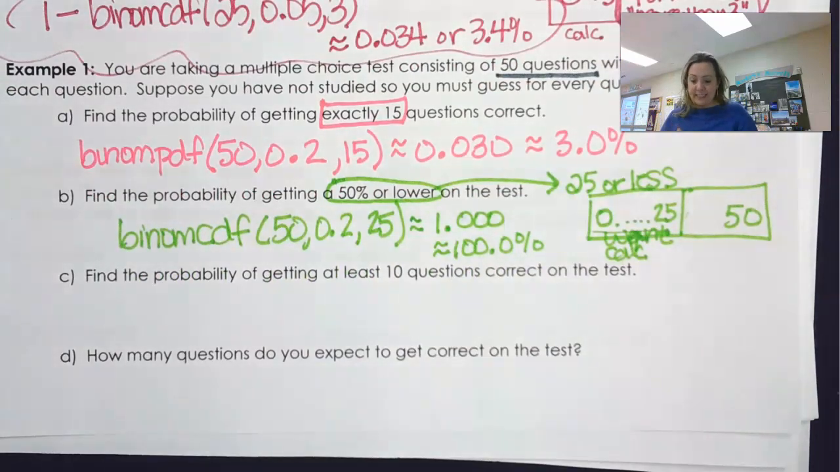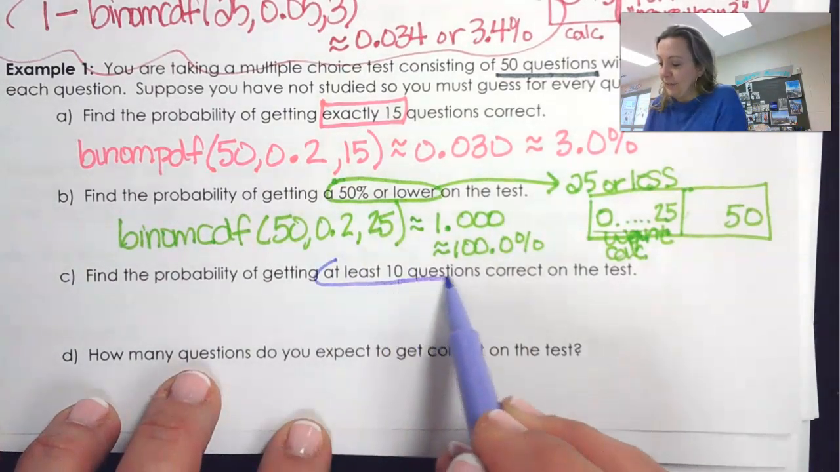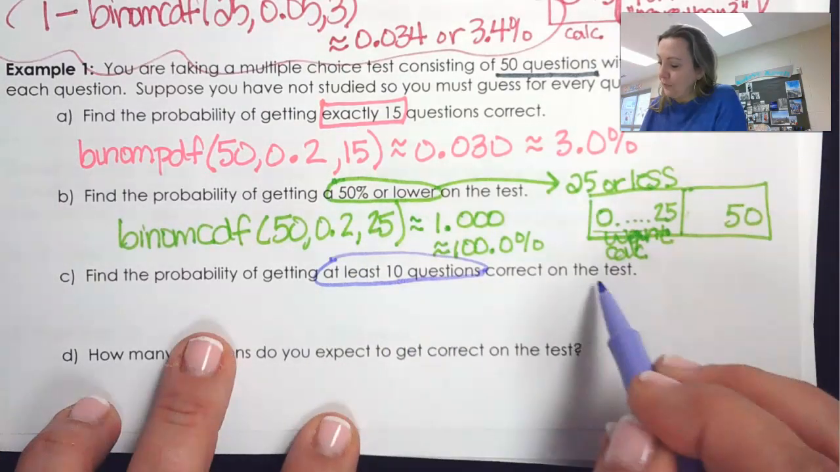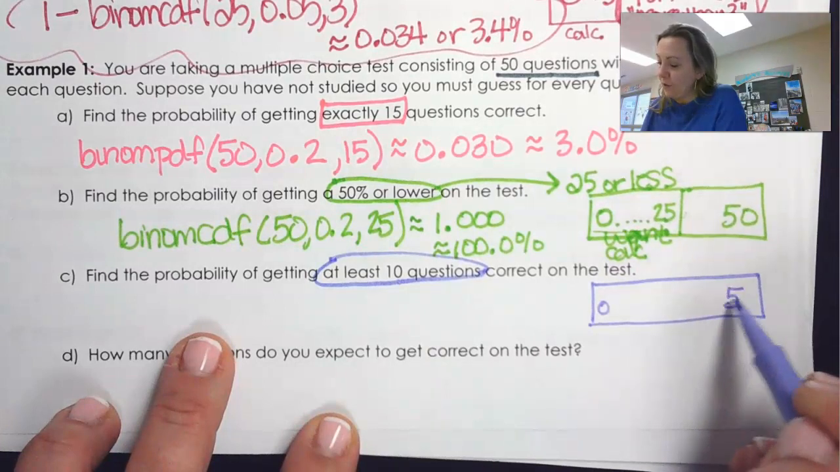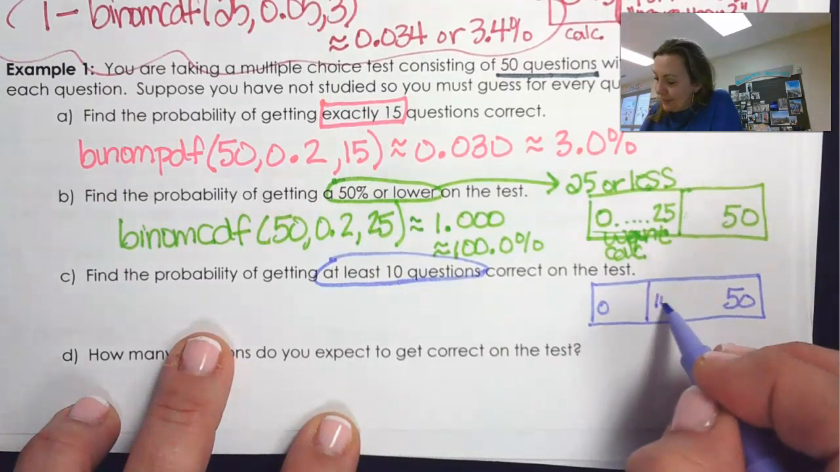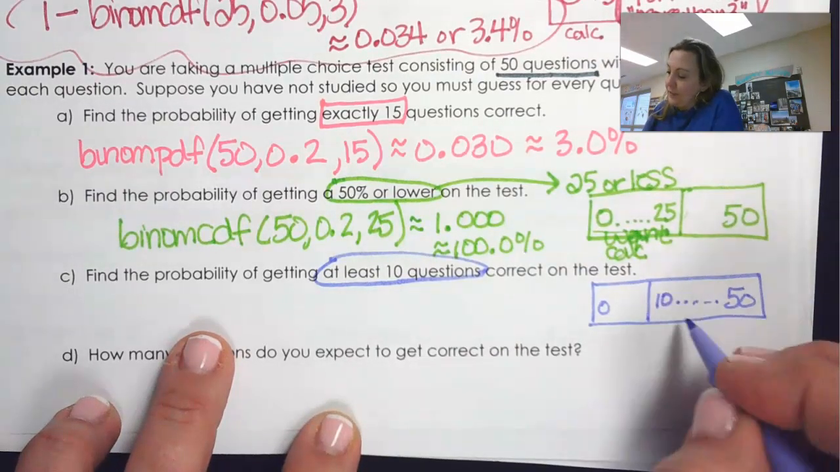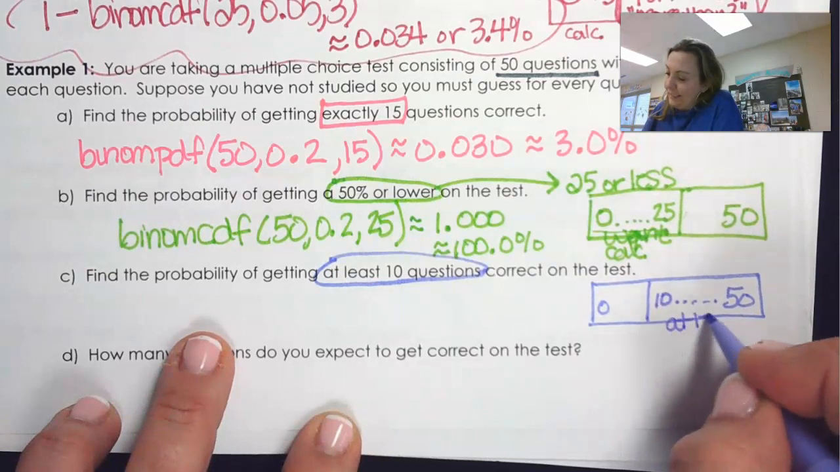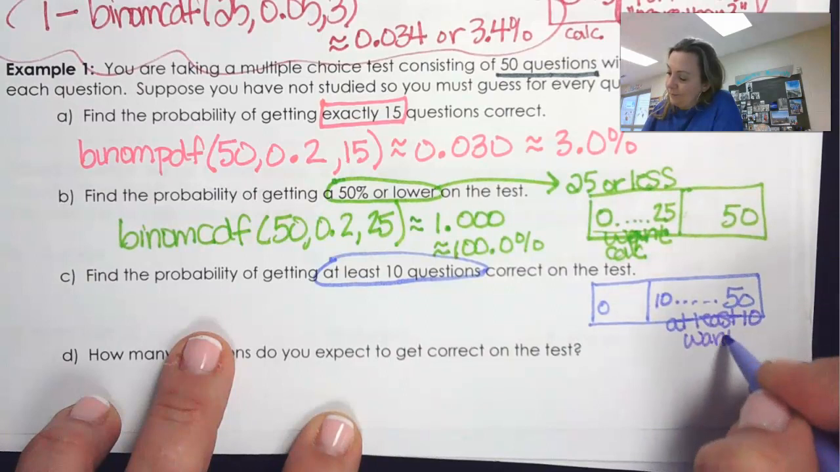So then letter C says to find the probability of getting at least 10 questions correct on the test. So let's think about what this would look like here. We have values from 0 all the way to 50, and we want at least 10 questions correct. This is what we want. This is the at least 10.